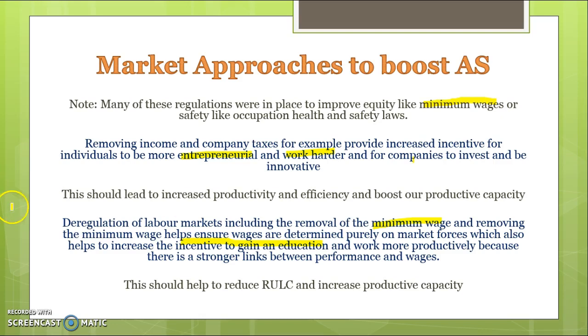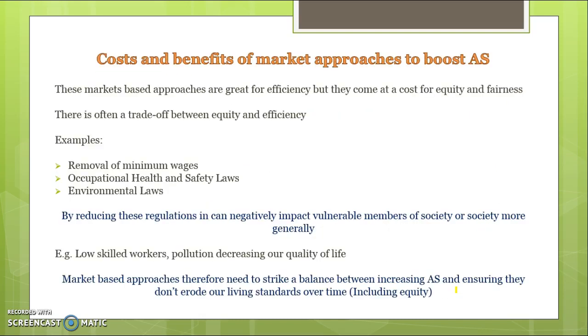So deregulation involves removing the minimum wage, but it also includes paying people for performance and basically tying wages to the performance of their output or their work. This should help to reduce real unit labour costs because people work harder and increase productive capacity. So a lot of these policies, removing the minimum wage, deregulation, are all associated with trying to lower firms' costs of production and encourage productivity.